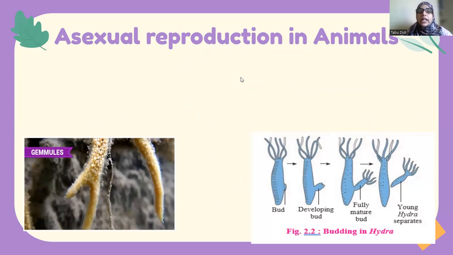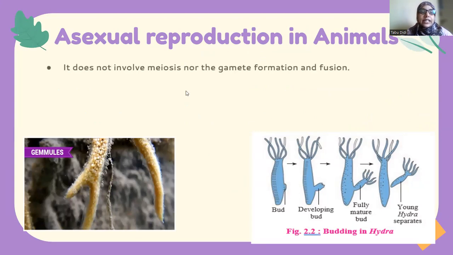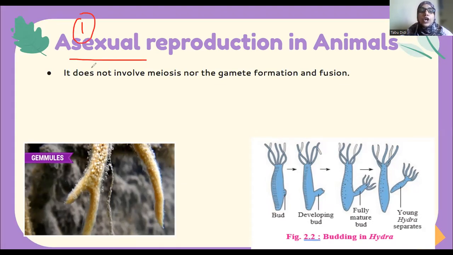So let's begin with asexual reproduction in animals. You can see over here a picture of a sponge, and these are the spores, which will be responsible for reproduction. Since it is asexual, only one parent will be involved. So here no meiosis, no gamete formation, no fusion, no fertilization, nothing like this will be involved. We talk about meiotic division, gamete formation, fusion only when there is sexual reproduction happening, that is, when two parents are involved in it.